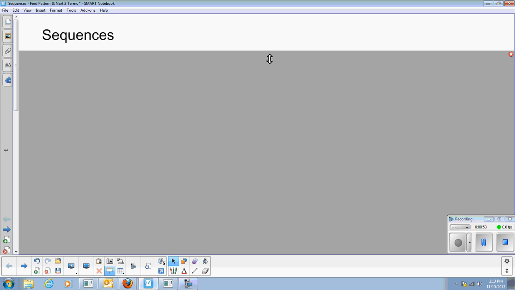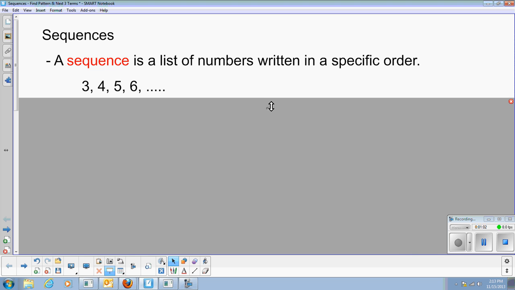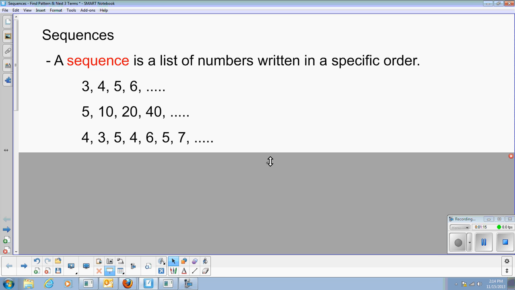First of all, what is a sequence? Well, a sequence is just a list of numbers written in a specific order. So a sequence like this, 3, 4, 5, 6. Another sequence, 5, 10, 20, 40. And a third sequence, 4, 3, 5, 4, 6, 5, 7, and so on.